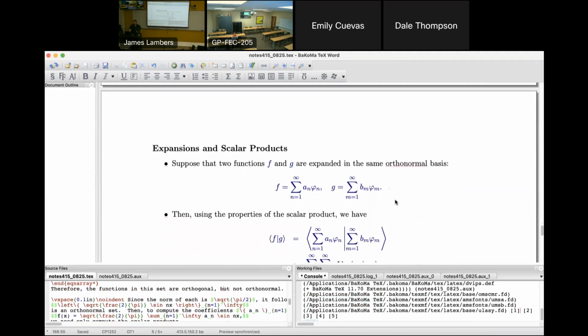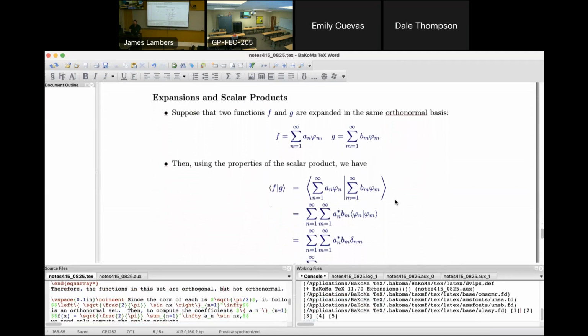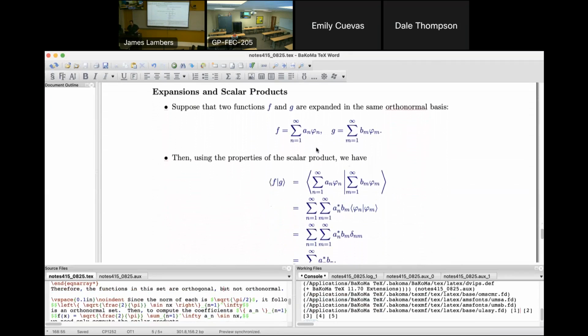Now, another thing I want to point out about these kinds of expansions in an orthonormal basis. If you have two functions f and g that are expanded in the same basis, so they just have different coefficients, an in this case and bm in this case, that leads to an alternative way to compute the scalar product of the functions themselves. If I want to take the scalar product of f and g, I go ahead and fill in their expansions.